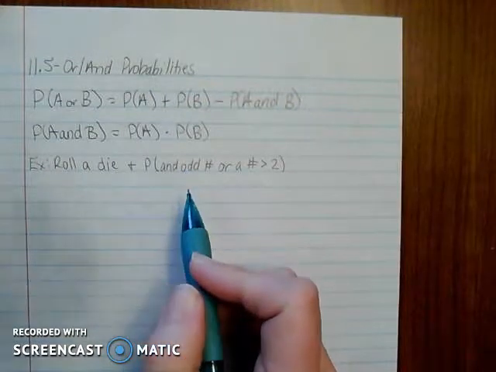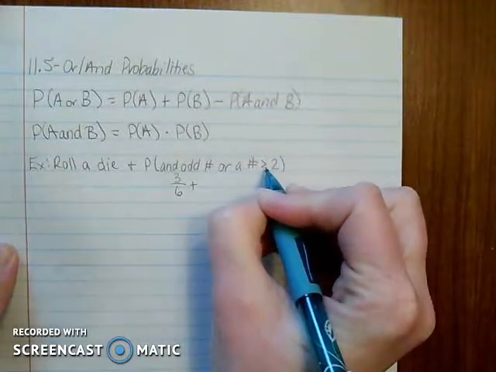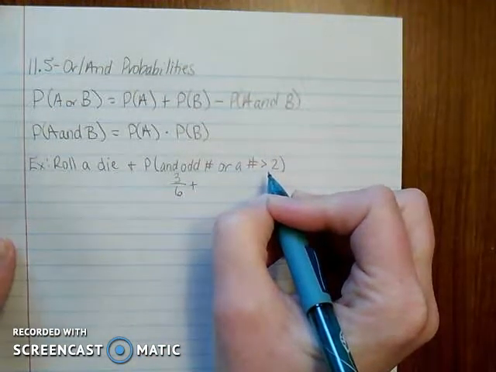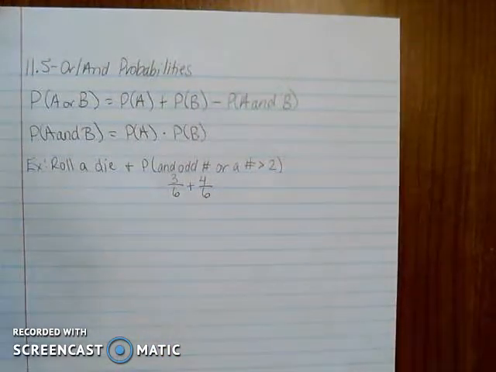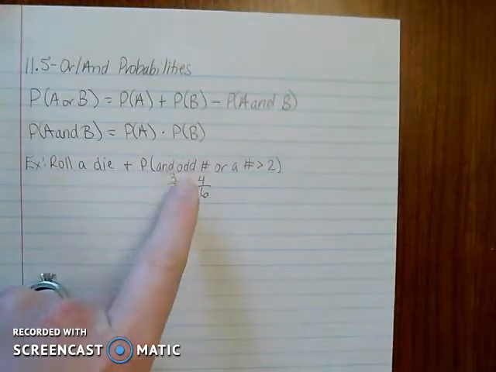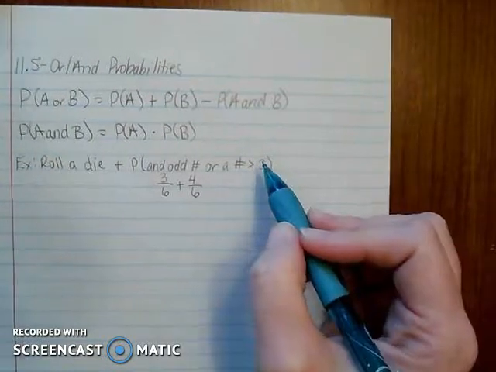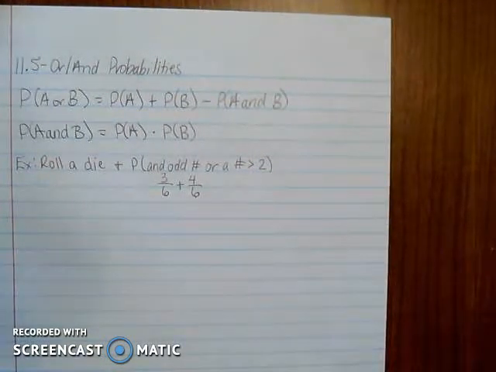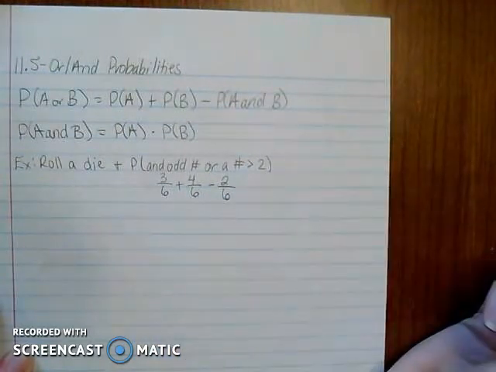An odd number: 1, 3, and 5. So 3 out of the 6 are odd. A number greater than 2: 3, 4, 5, and 6. So 4 out of 6. Obviously, if you just add those together, you get 7 out of 6. That doesn't work, so you have to subtract out the overlap, what I call the overlap. An odd number was 1, 3, and 5. A number greater than 2: 3, 4, 5, 6. You have to count the overlap. 3 and 5 are included in both of these, so you have to subtract out 2 out of 6.